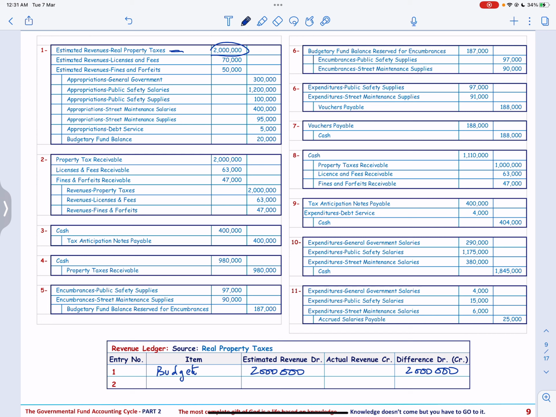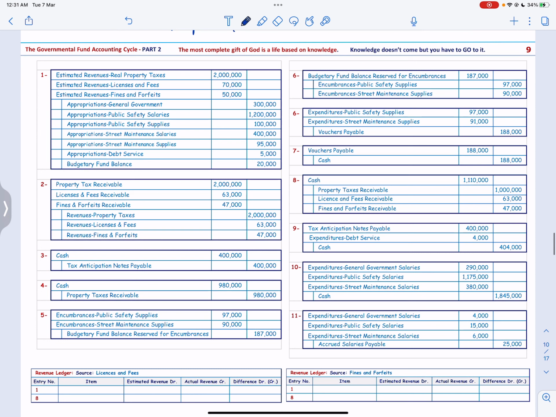Then in transaction number 2, this has been recorded as a receivable. So this is the property tax levy, and this is credit. Sorry, this is revenue property taxes of 2 million, and the balance now is 0.